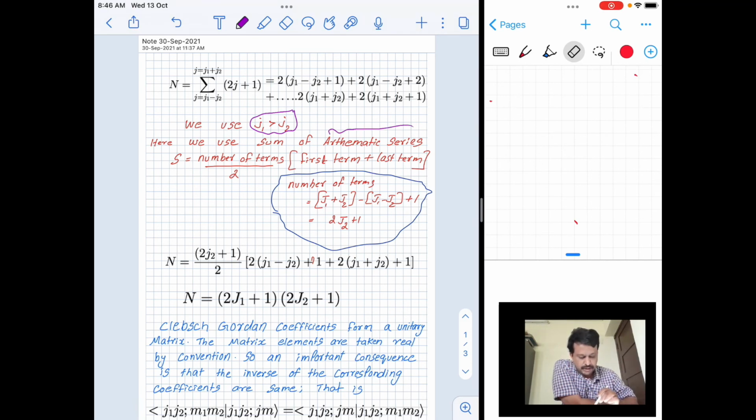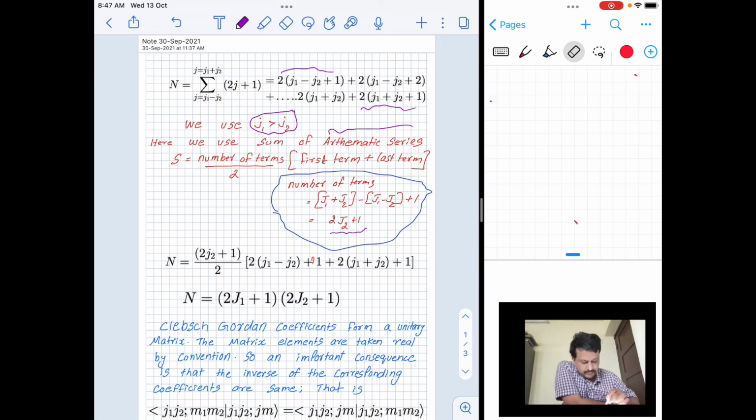S equal to number of terms divided by 2, first term plus last term. This is the first term and this is the last term. First we have to take the number of terms. We can take the difference of the first term and last term and then add 1, so we will get the number of terms. That is 2j2 plus 1.